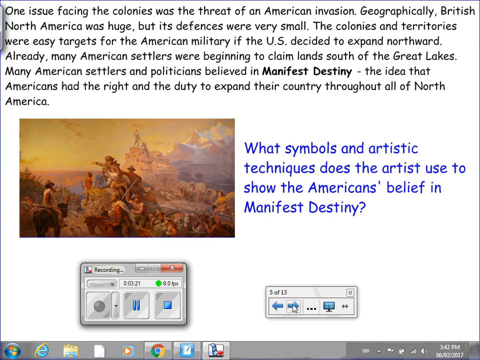One issue facing the colonies was the threat of an American invasion. Geographically, British North America was huge, but its defenses were very small. The colonies and territories were easy targets for the American military if the U.S. decided to expand northward. Already, many American settlers were beginning to claim lands south of the Great Lakes. Many American settlers and politicians believed in manifest destiny, the idea that Americans had the right and the duty to expand their country throughout all of North America.